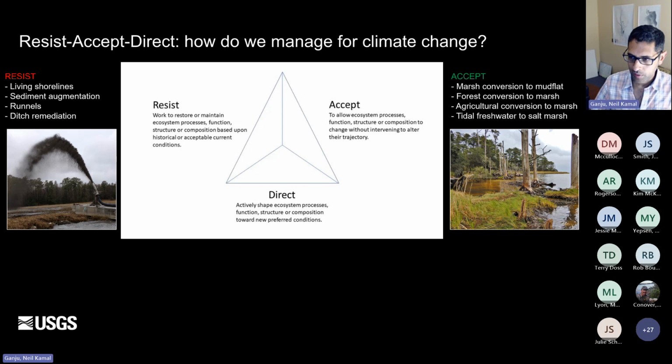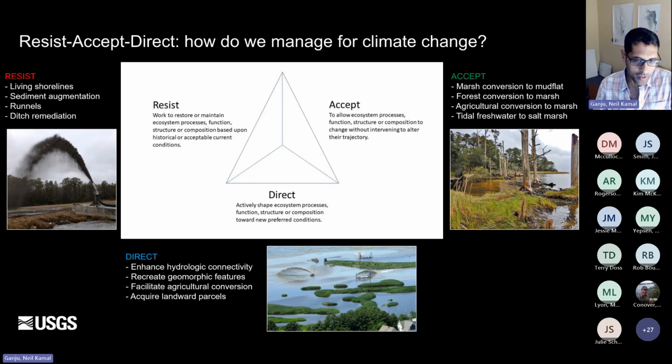That's the one where we just let climate change and sea level rise transform ecosystems. So all the conversions that we're seeing now, whether it's marsh to mudflat, forest to marsh, ag field to marsh, tidal freshwater, salt marsh, all of those are basically accepting what sea level rise and climate change will do. And then lastly, the really interesting one is directing, and that's where we actively transform an ecosystem or a landscape to some other state than what it is currently or where it was, in order to facilitate what we think it might be or what we want it to be.